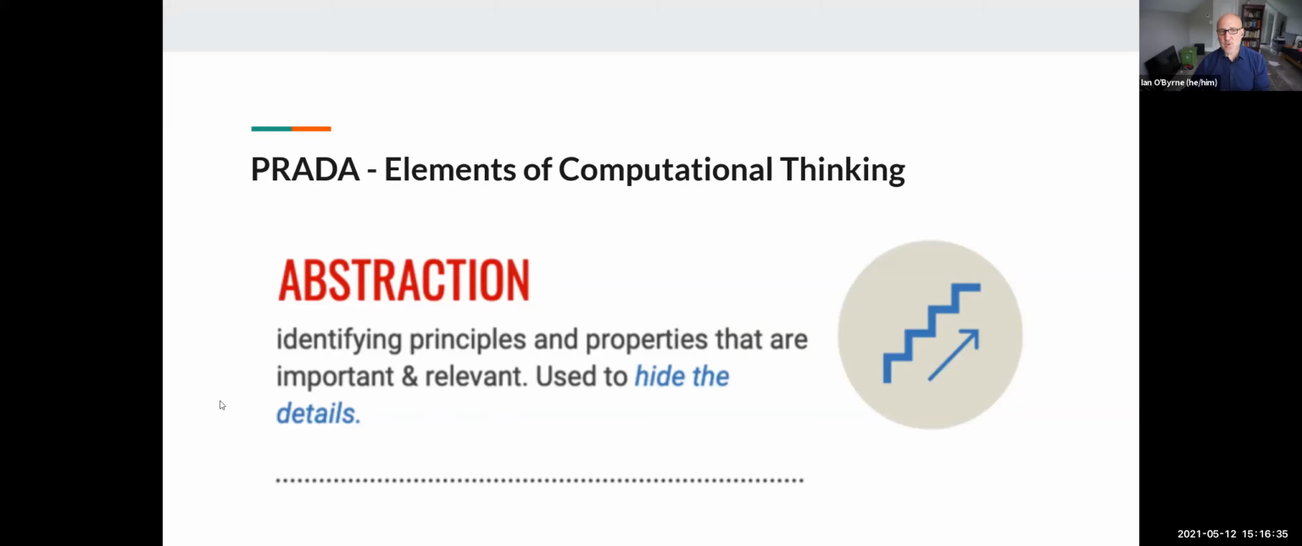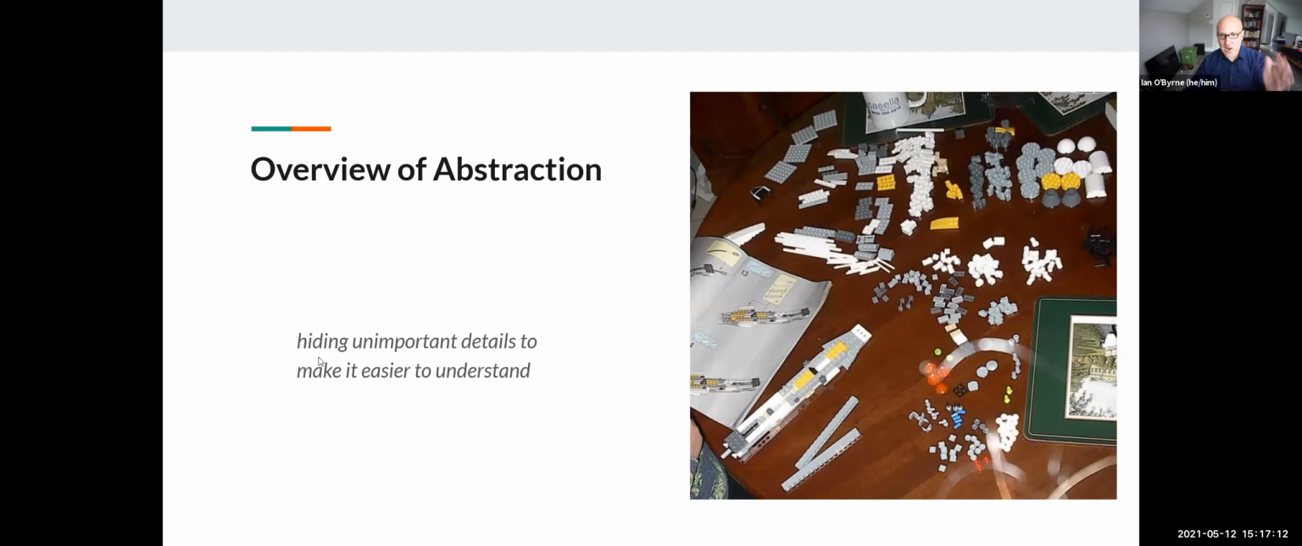The next piece is abstraction. So abstraction is looking at that data set, looking at the problem, looking at the situation, and identifying the components that are important and relevant. Here's the super important part, and it's once again the part that's in blue. It's important to abstract out the information, which is to hide the details that are irrelevant. So you want to look at the data set and say, okay, here's the important stuff, and this stuff here we don't really need to pay attention to. So we're hiding unimportant details to make it easier to understand.